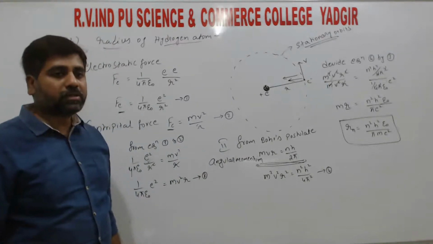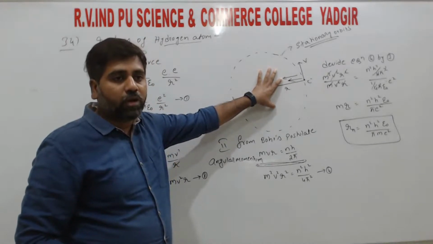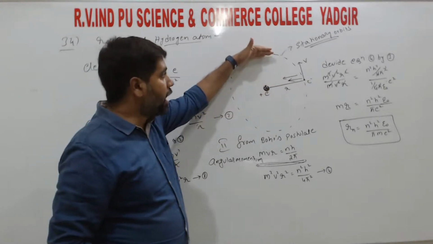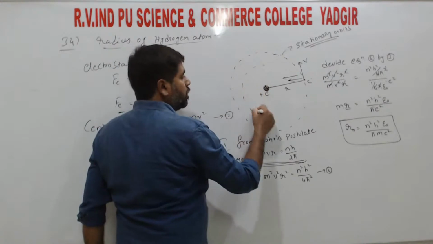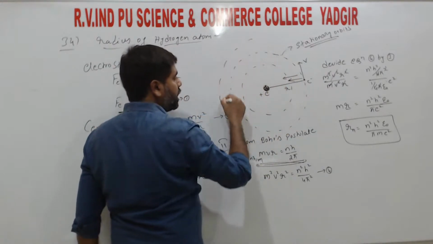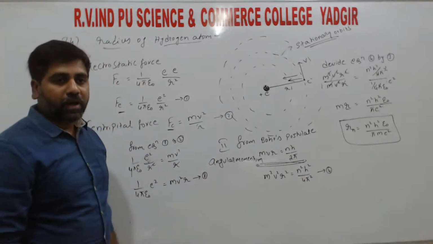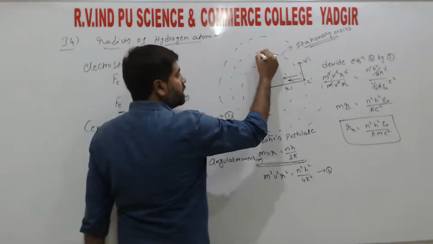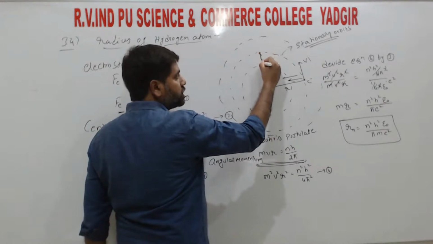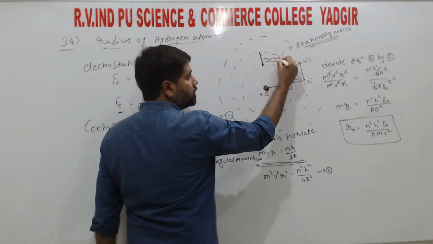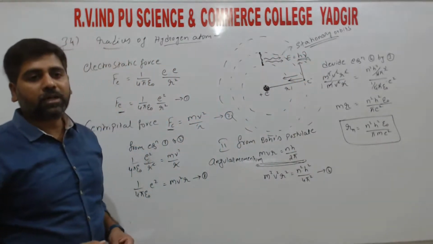The third postulate is about the atom. An atom radiates energy only when the electron makes a transition from a higher energy level to a lower energy level. There are many orbits, and when the electron jumps from a higher state to a lower state, energy is emitted, that is E is equal to hν. So that is the third postulate.